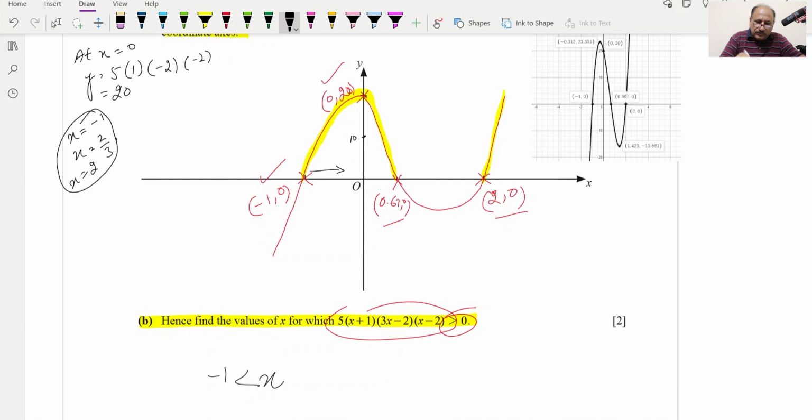So it should be this side, and it should be less than 2 by 3. The second portion is that the x value should be greater than 2. And if we want to understand from the graph, the values should be this side and this value should be over here. Hopefully you understood this.